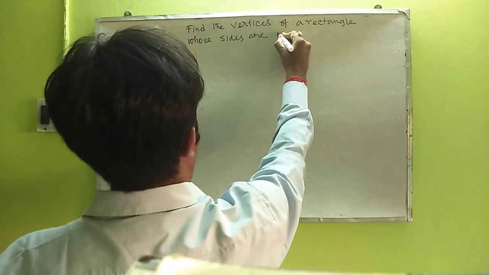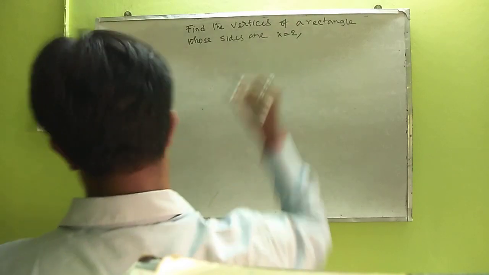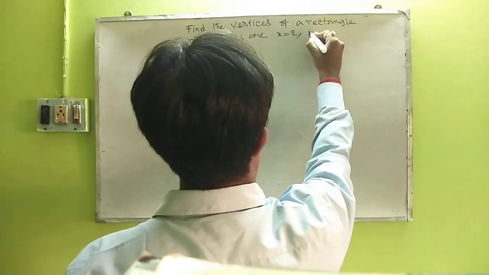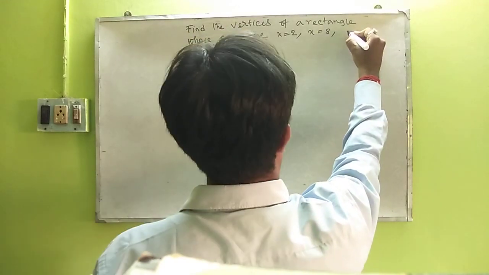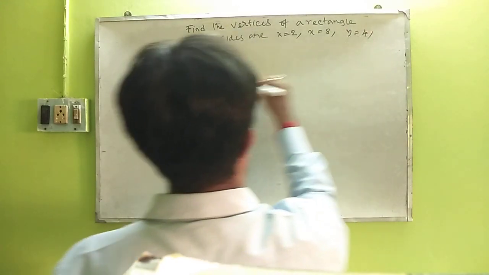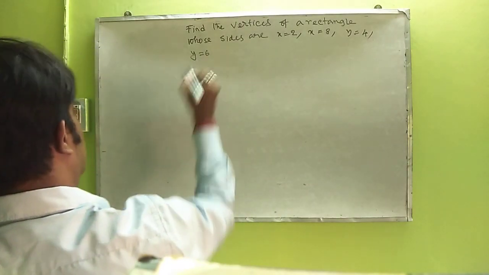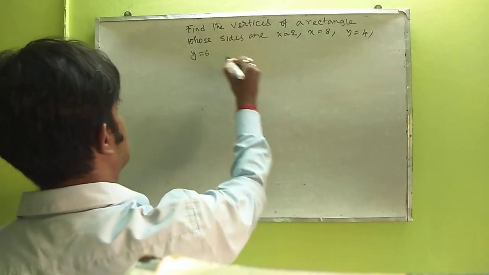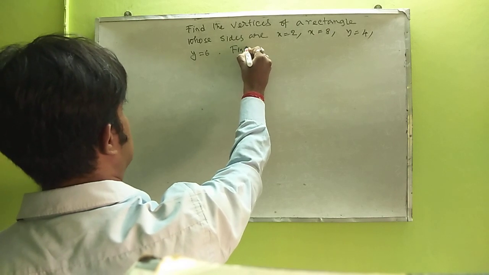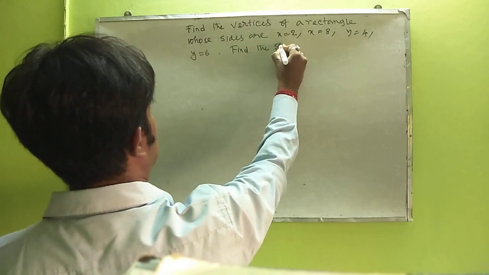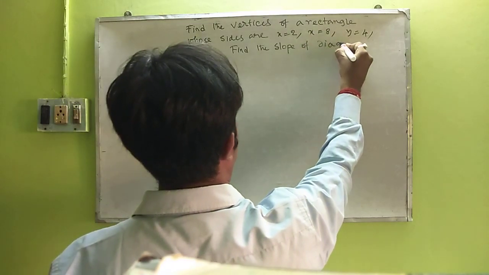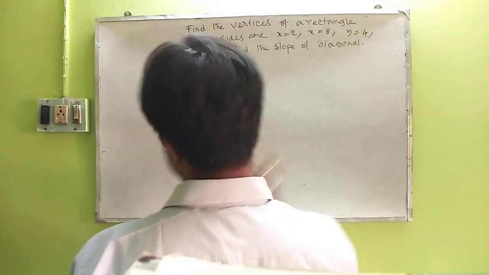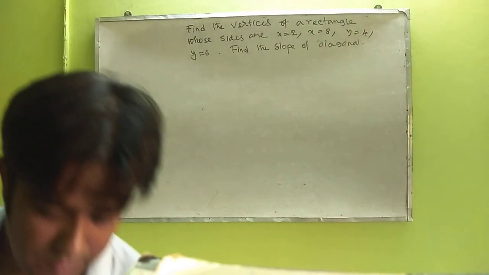x is equal to 2, x is equal to 8, y is equal to 4, y is equal to 6. Find the slope of the diagonal.